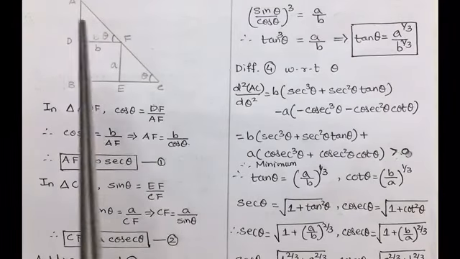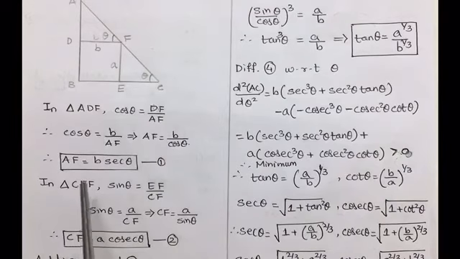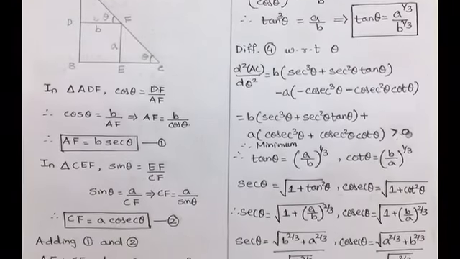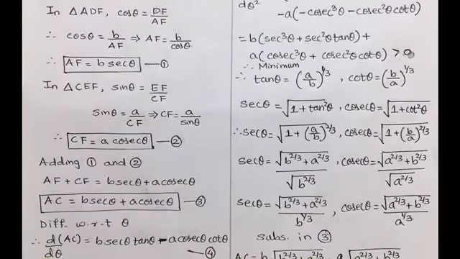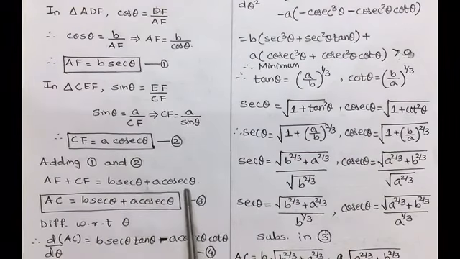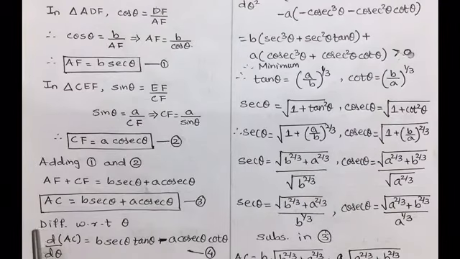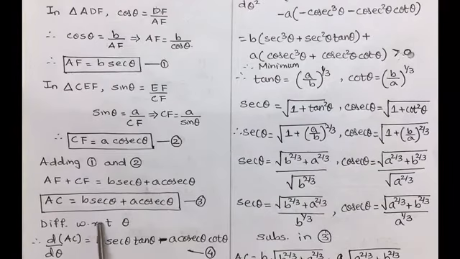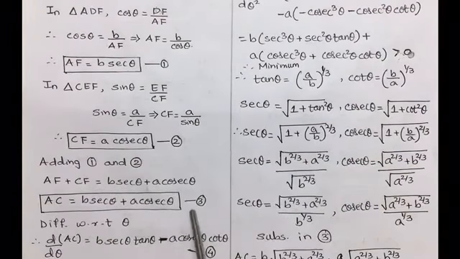Now as the length of the hypotenuse is asked, which is the addition of AF plus CF, so adding 1 and 2, we get AF plus CF is equal to B sec theta plus A cosec theta. AF plus CF gives AC, that is B sec theta plus A cosec theta. Mark this statement as 3, which is to be minimized.